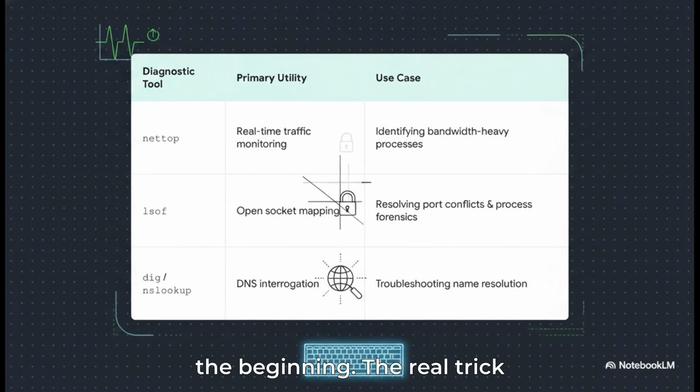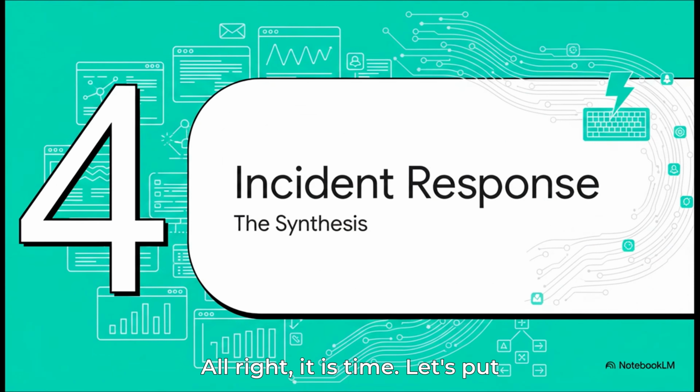And lsof is just the beginning. The real trick is knowing which tool to grab for which job. So think of this as your quick reference cheat sheet. Use nettop to get a live, top-style view of your network traffic to see what's hogging your bandwidth. Use lsof, like we just did, to solve those port conflicts. And when you think you have a DNS problem, dig or nslookup will let you talk directly to the name servers from your terminal.